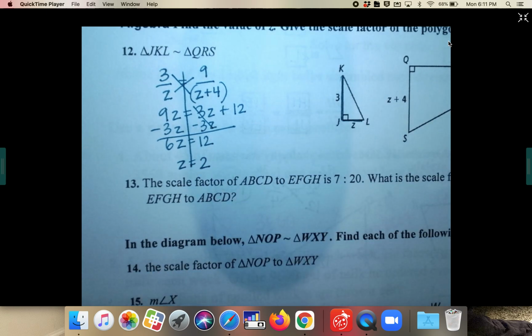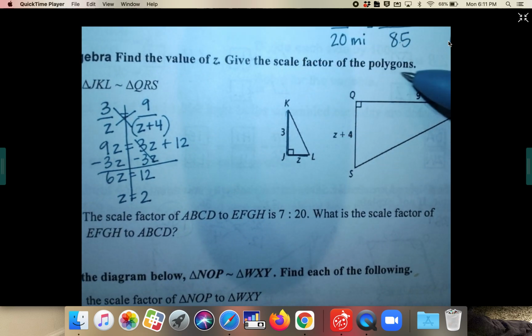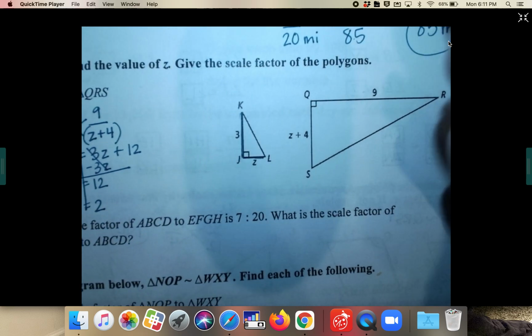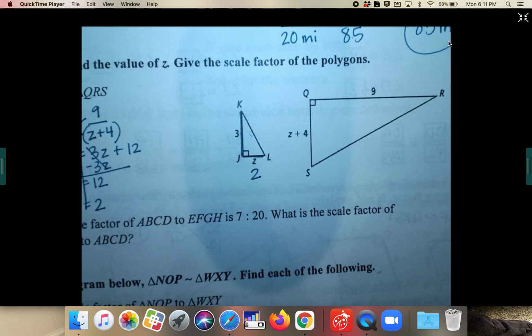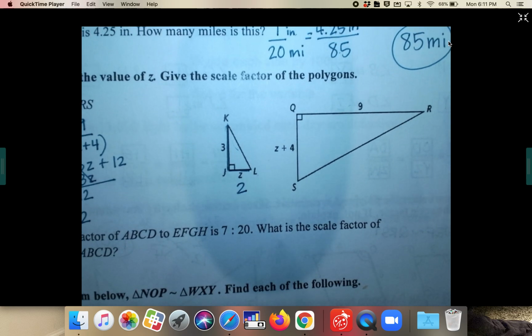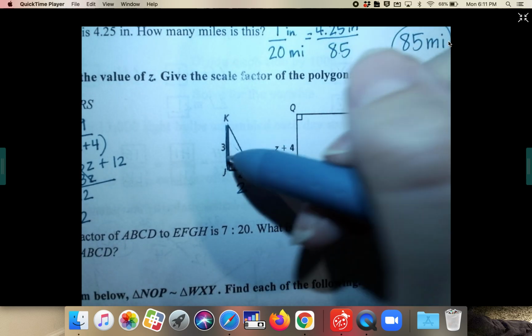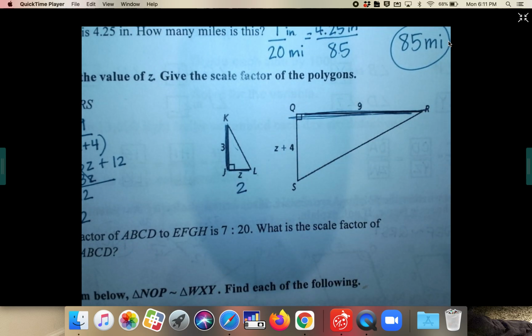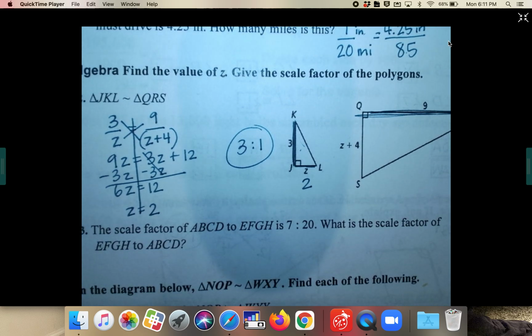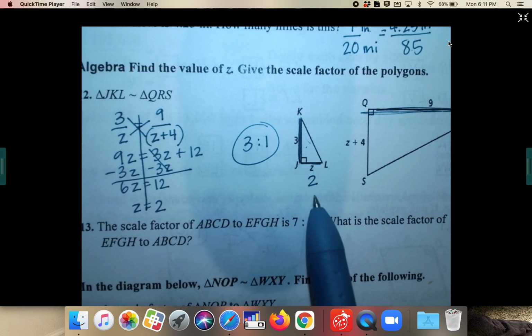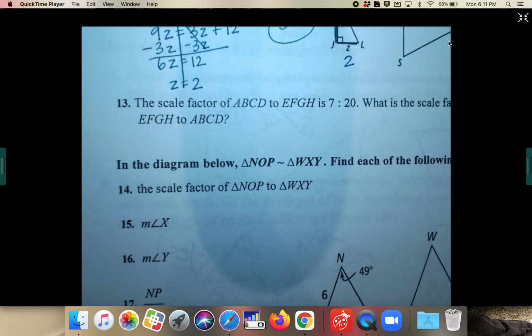Z equals 2. So that's all we had to do. Oh, and then it says find the scale factor of the polygons. So if z is 2, the scale factor is 3 to 2. Oh, no. This is the whole thing to this whole thing. Sorry. The long side is 3. The other long side is 9. 3 to 9 is 3 times bigger. So it's on a 3 to 1 scale. All right, and we didn't really need 2 to do that, but that's okay.